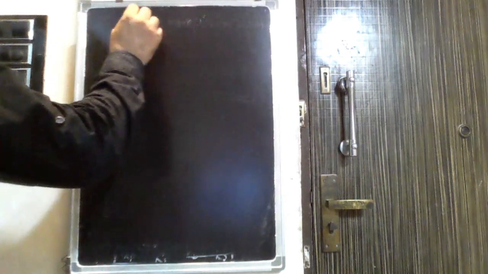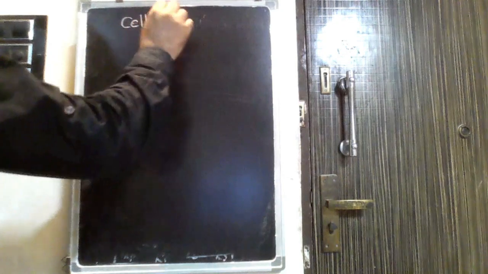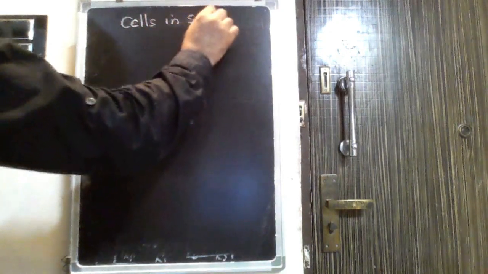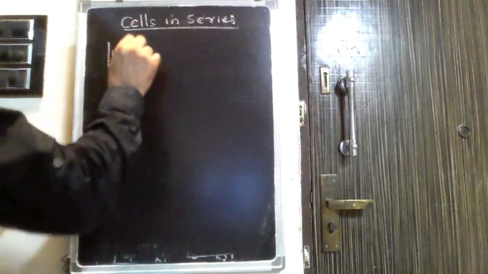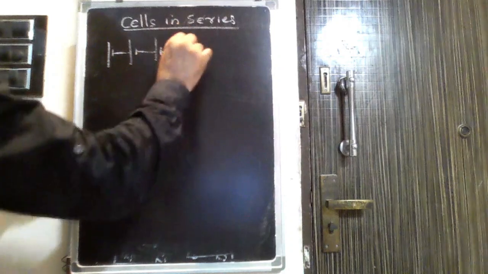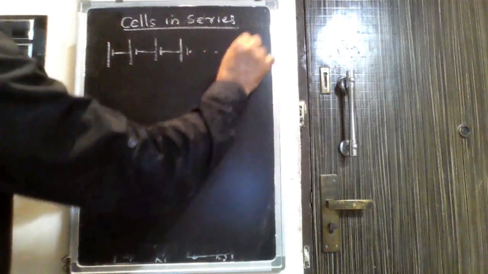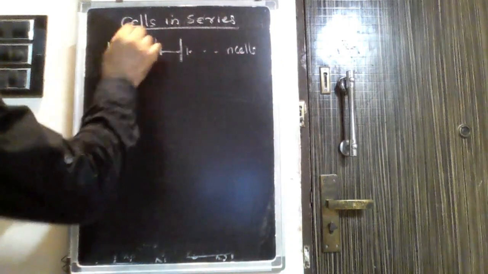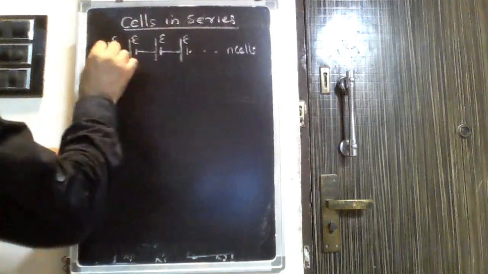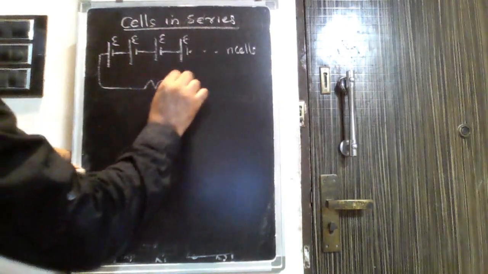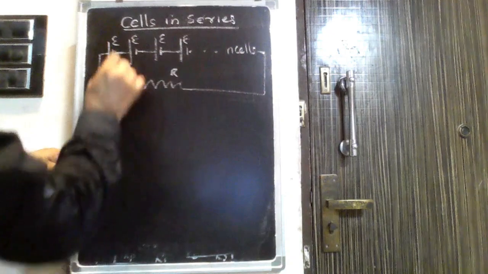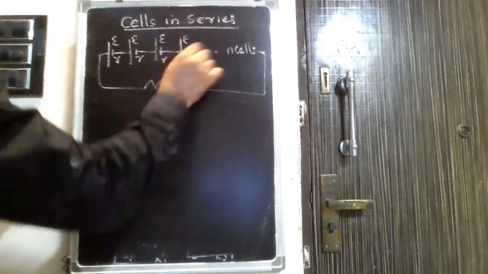What if we put cells in series? And that too, these cells are going to be of same EMF. So let's imagine we put n cells in series. All have same EMF E. And this is connected to external resistor R. All have internal resistance small r, small r, small r.